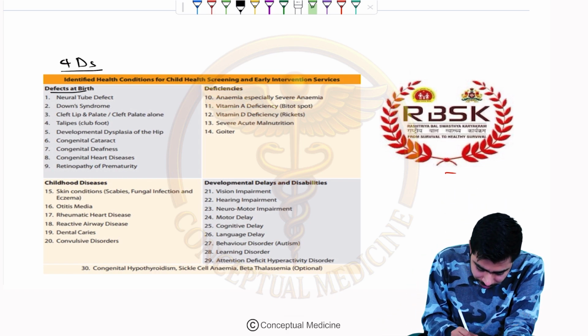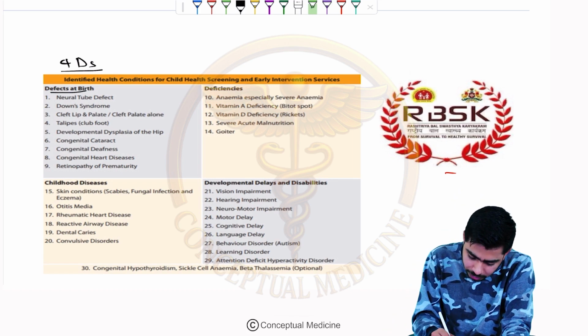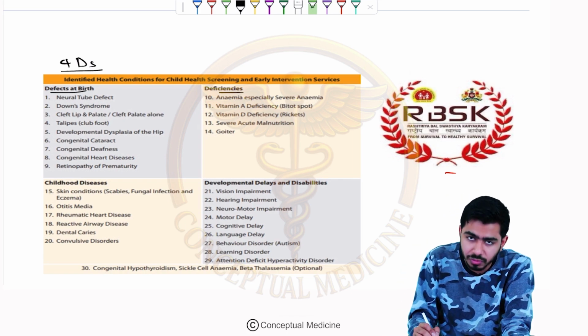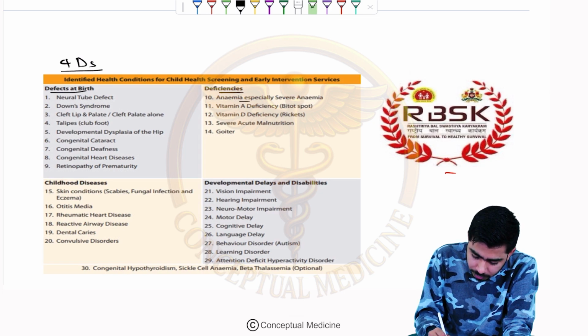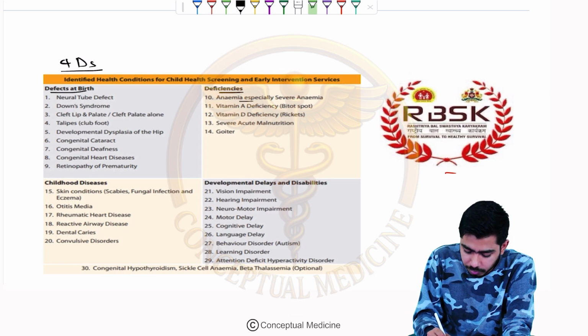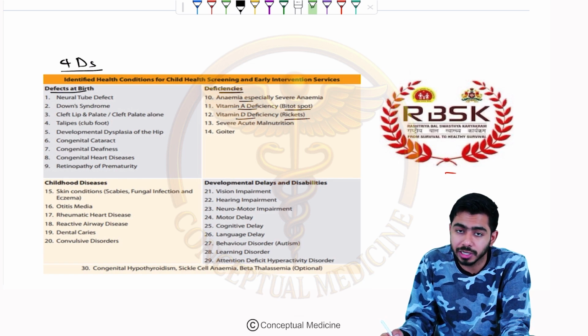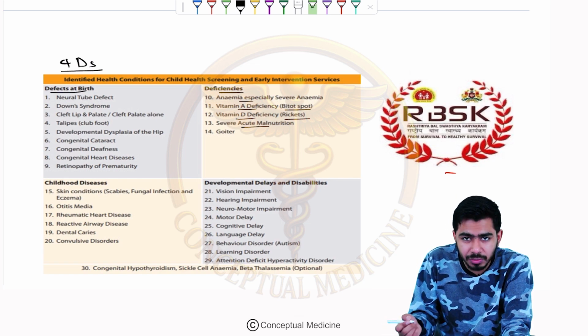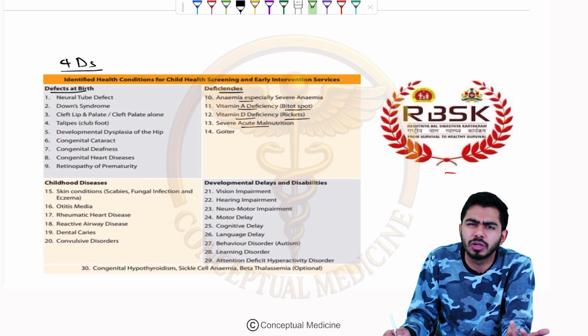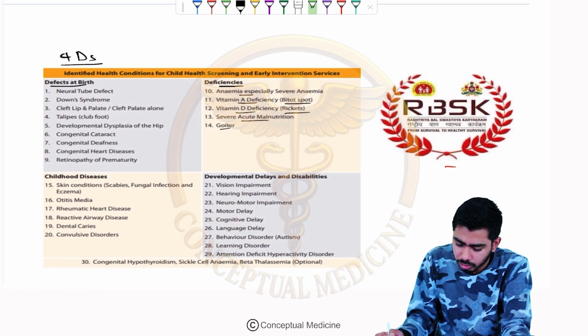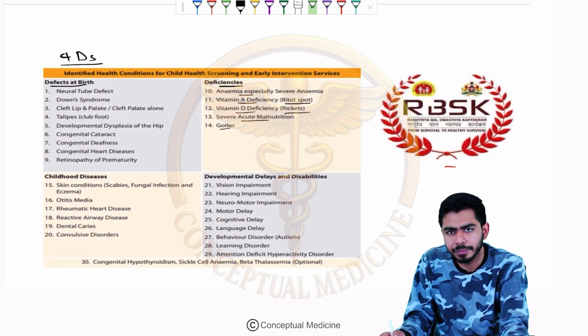One D is for defects at birth, the birth defects. One D is for deficiencies, several kinds of deficiency. It might be vitamin A deficiency, vitamin D deficiency, iodine deficiency, or anemia. Due to vitamin A deficiency, Bitot's spots might be seen. Due to vitamin D deficiency in children, we are talking about rickets. Then SAM, severe acute malnutrition, acute and chronic malnutrition can be seen. Then goiter can be there. We are talking about all of these things under the Rashtriya Bal Swasthya Karyakram.